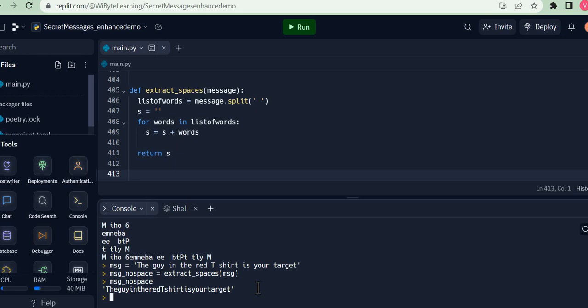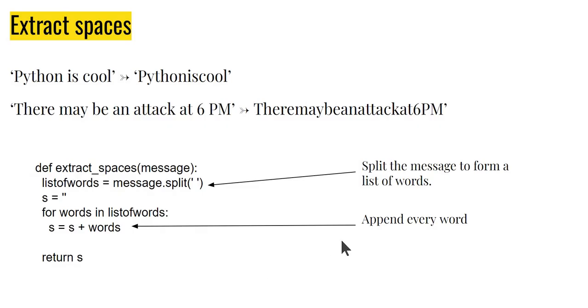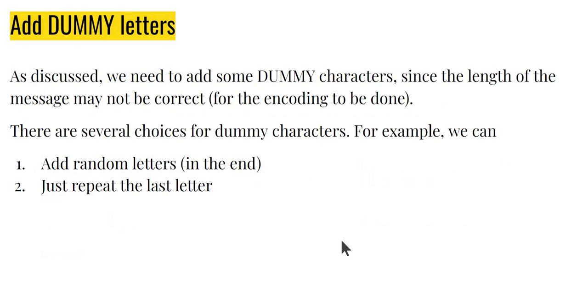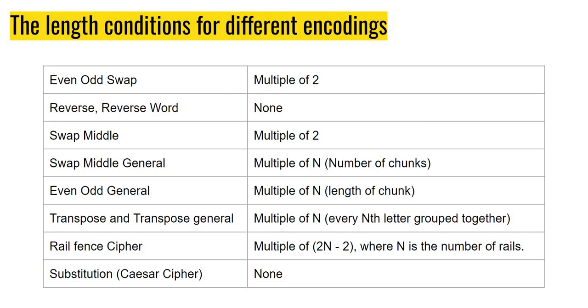So having done this, now remember we need to ask ourselves, is this length now sufficient? Because if not, then the encoding process may add some spaces, right? Like I said, there are several choices for dummy characters. We just repeat the last letter. But the question that comes up is, what is the right length? Well, that really depends on the encoding that we are using. For example, even or swap, multiple of 2 is what we need.